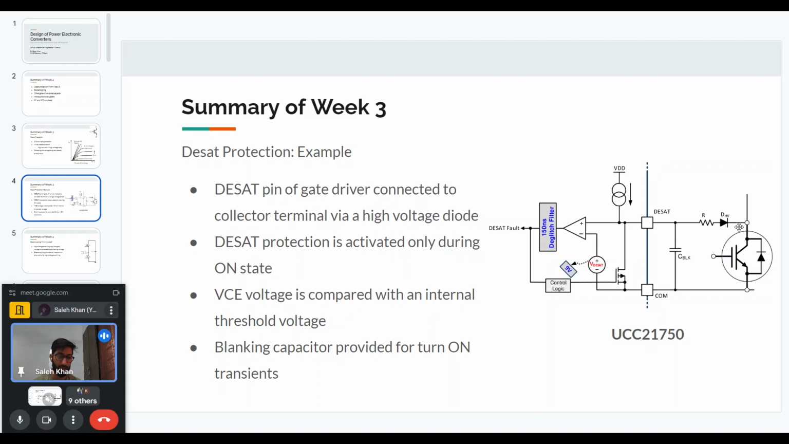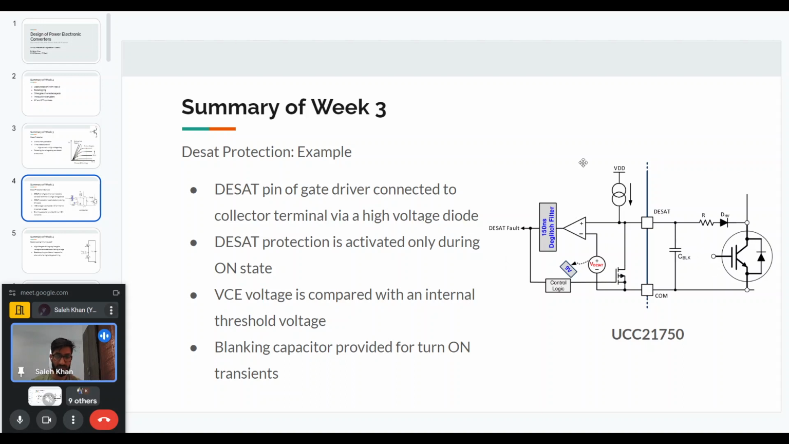So, in order to avoid fault detection during the turn on of the device, we have this capacitor, and this capacitor will actually take some time for the voltage across it to increase. The capacitor value is chosen in such a way that it will take enough time for this capacitor to charge, that is more than the turn on time of the device.